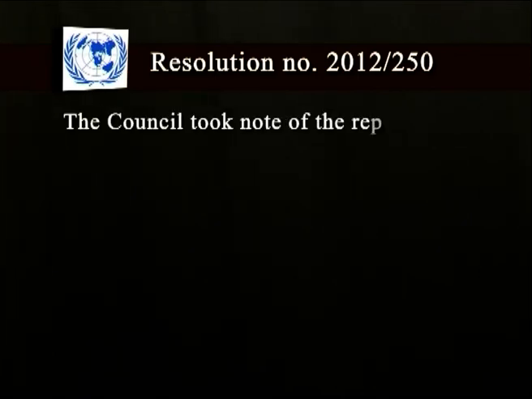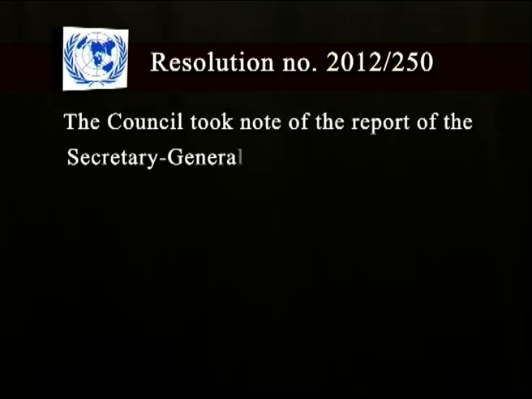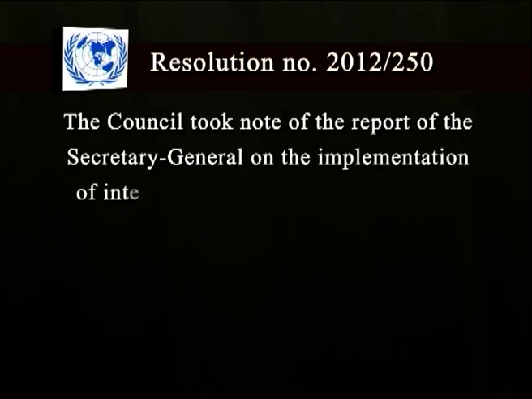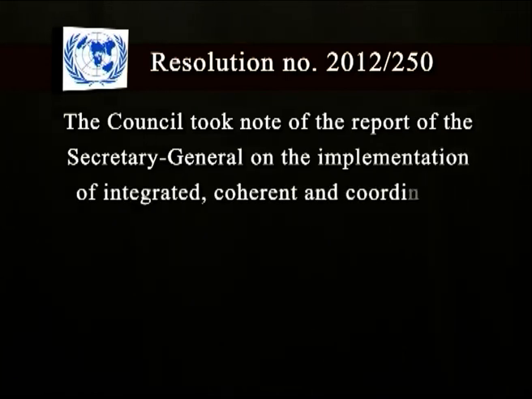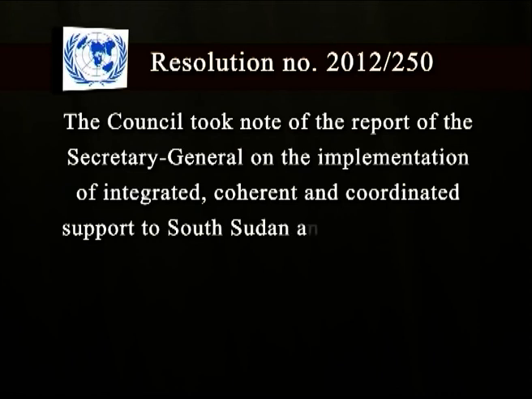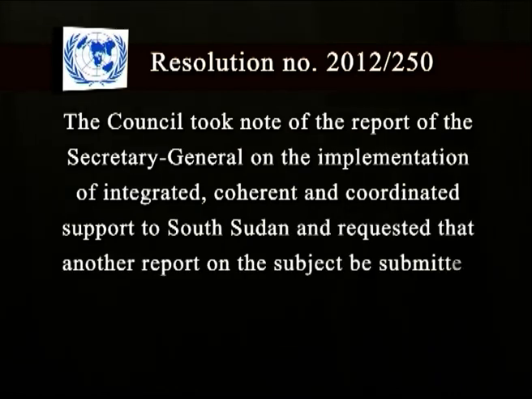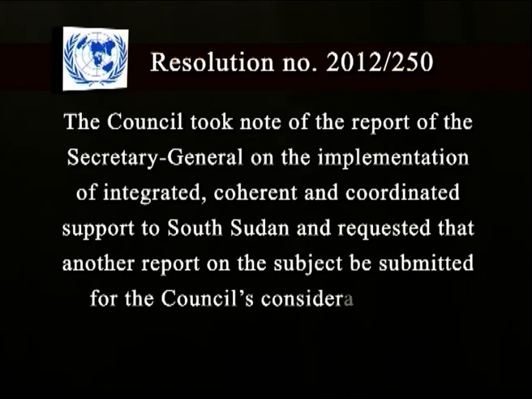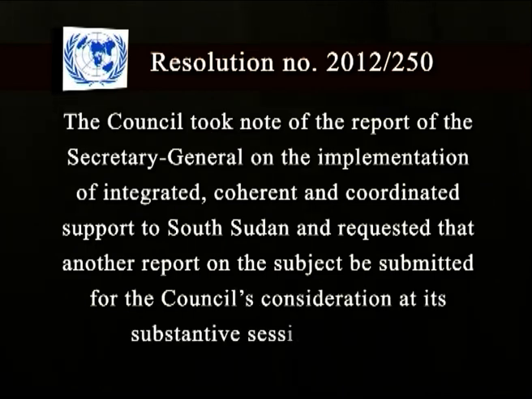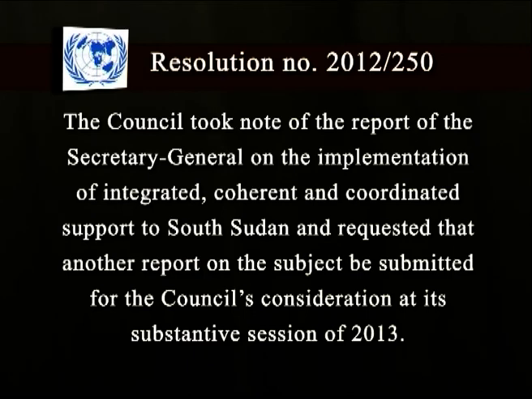of UN member states. In its decision 2012/250, the Council took note of the report of the Secretary General on implementation of integrated, coherent and coordinated support to South Sudan and requested that another report on the subject be submitted for the Council's consideration at its substantive session of 2013.